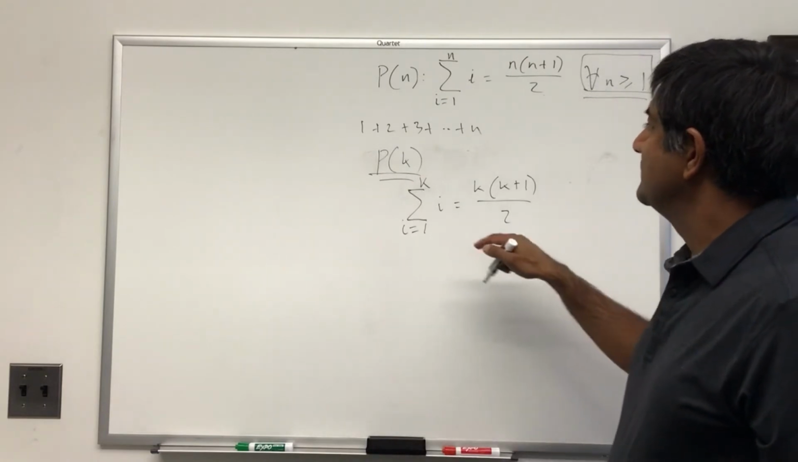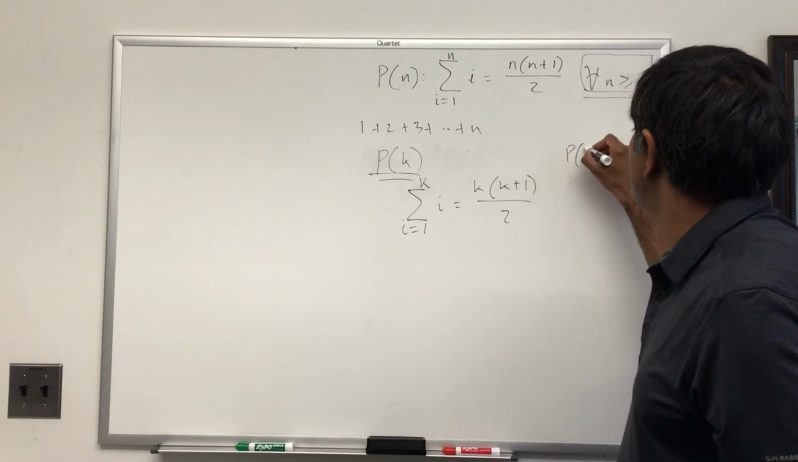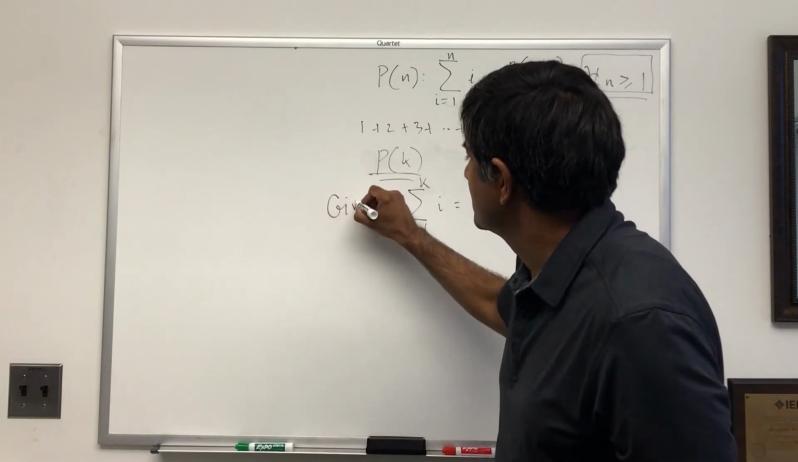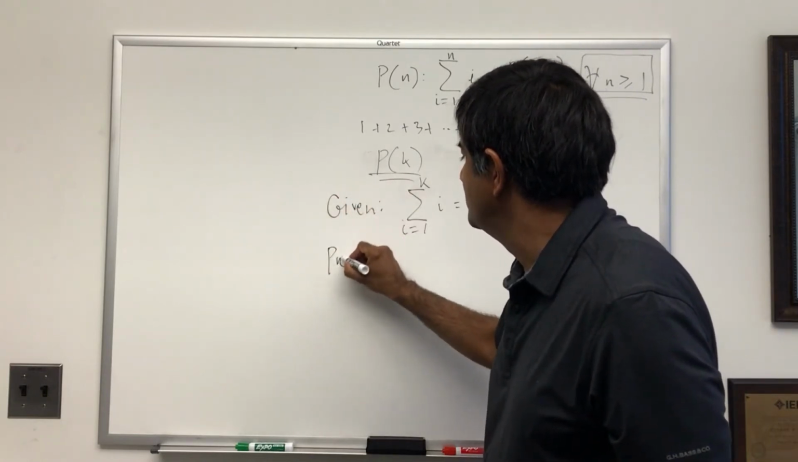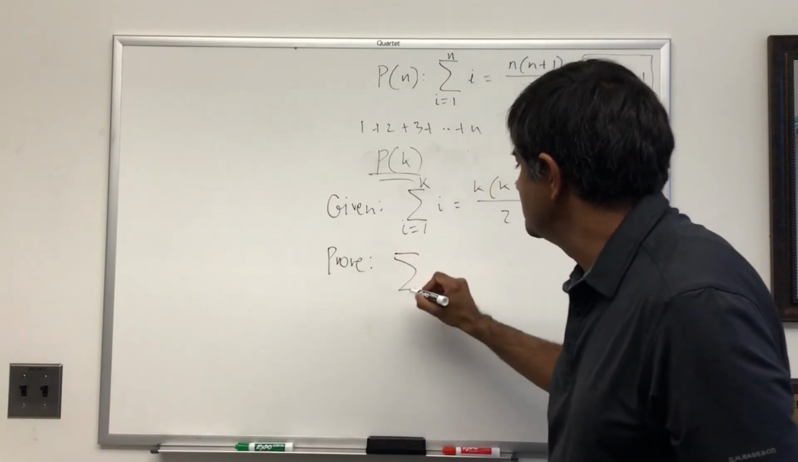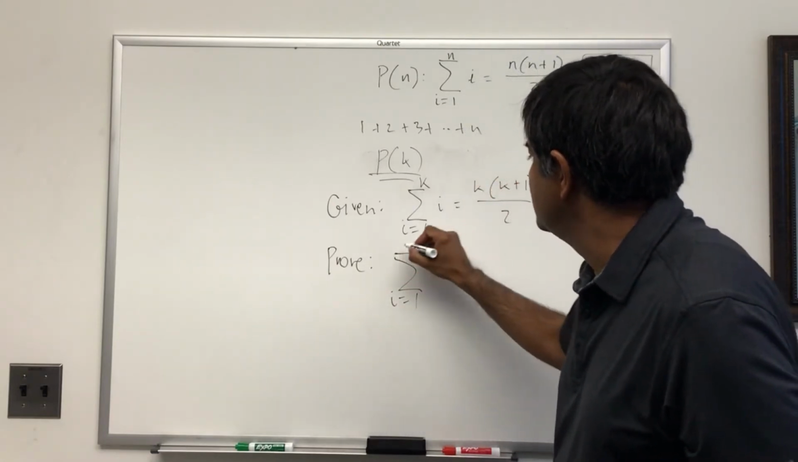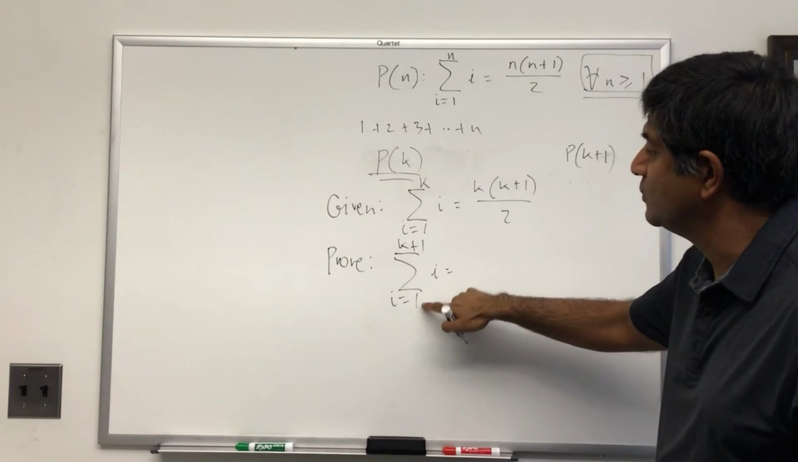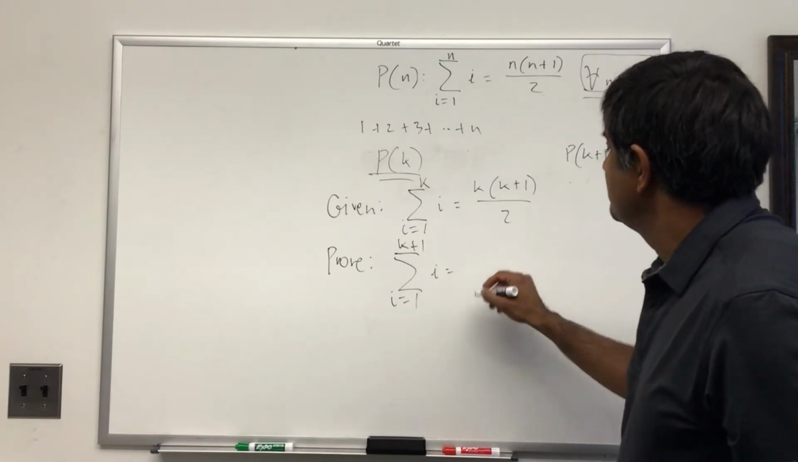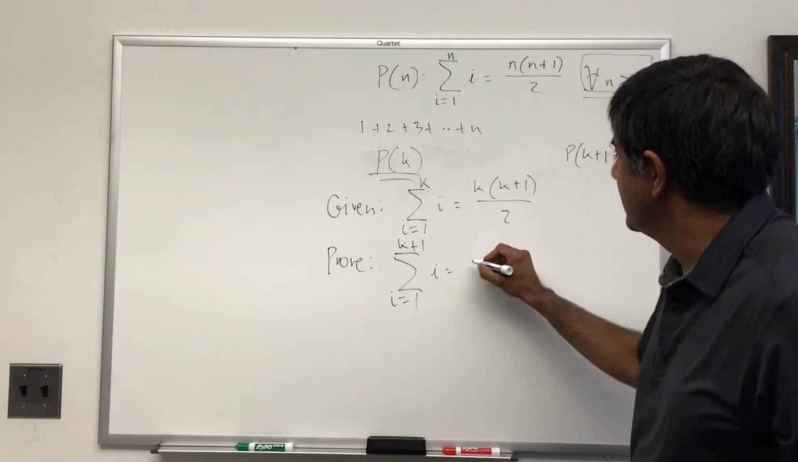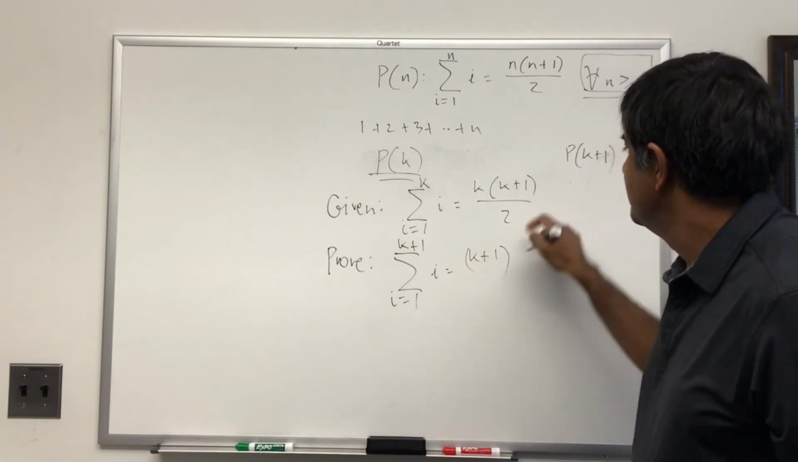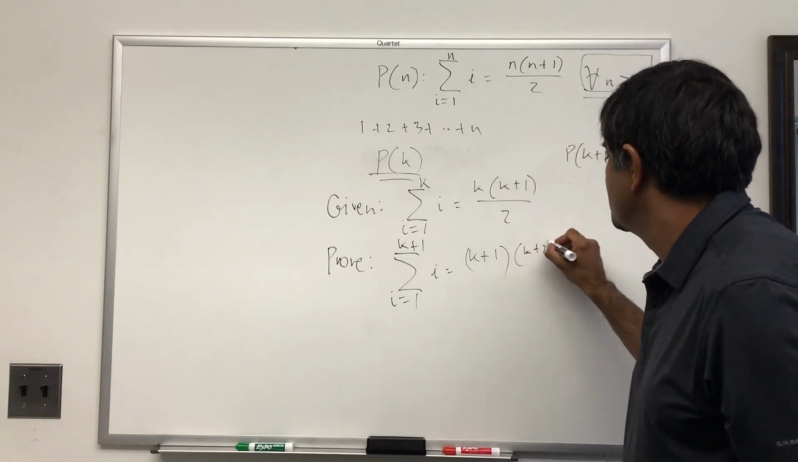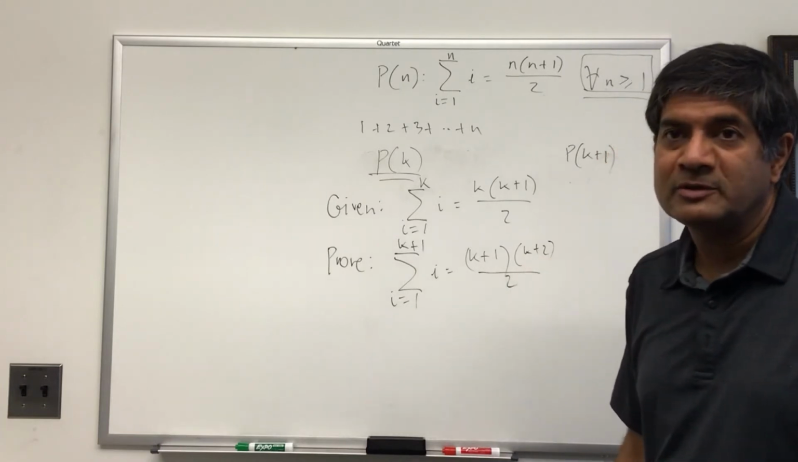And what we're trying to prove is that Pk plus 1 is true. Okay? In other words, we're given this, and we're being asked to prove this statement where I replace all the n's with k plus 1s. Okay, so that's the left-hand side, i running from 1 to k plus 1. All right, and on the right-hand side, wherever I have a k, I replace it with k plus 1. And so this would be k plus 1 plus 1, so k plus 2, divided by 2. Okay, so that's what I'm trying to prove.